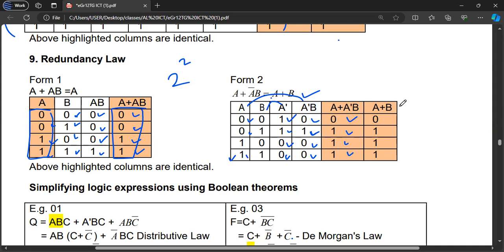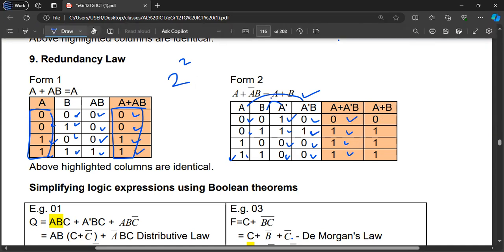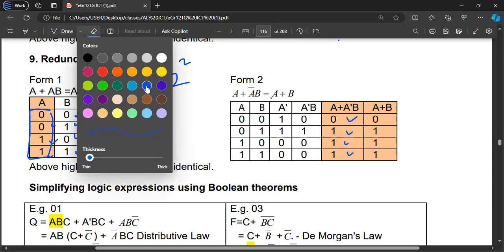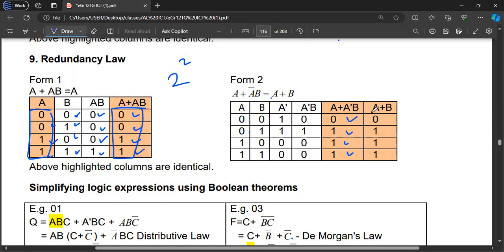Then here A plus B. So let me erase some of these so it's going to be clearly visible for you people. Then here we have A plus B. So 0 plus 0 is going to be 0. 0 plus 1 is going to be 1. Here we have 1 and here we have 0. So 1 plus 0 is going to give you 1 and 1 plus 1 is going to give you 1.